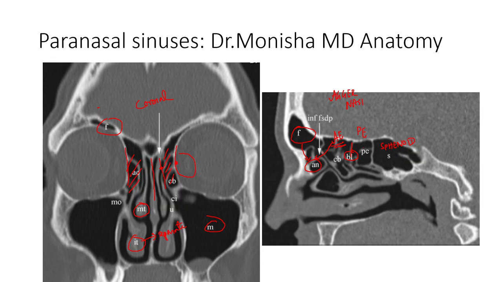What happens to the agger nasi cell? If the agger nasi cell is enlarged, it can block the drainage of the frontal sinus. Yes or no? It can block the drainage of the frontal sinus and it can cause frontal sinusitis. Okay, now going on to the question.